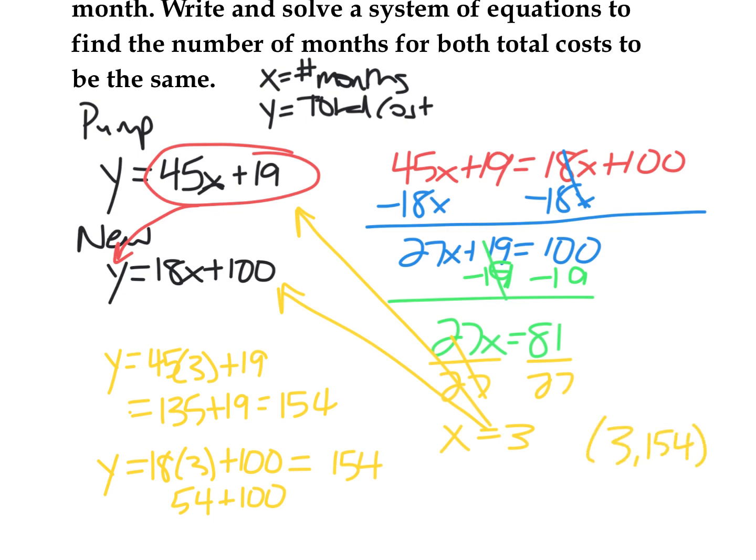What does that actually mean for this situation? It says find the number of months for both total costs to be the same. So at 3 months, the total cost would be the same, and it would be $154. So after 3 months, either place, you're going to spend a total of $154.